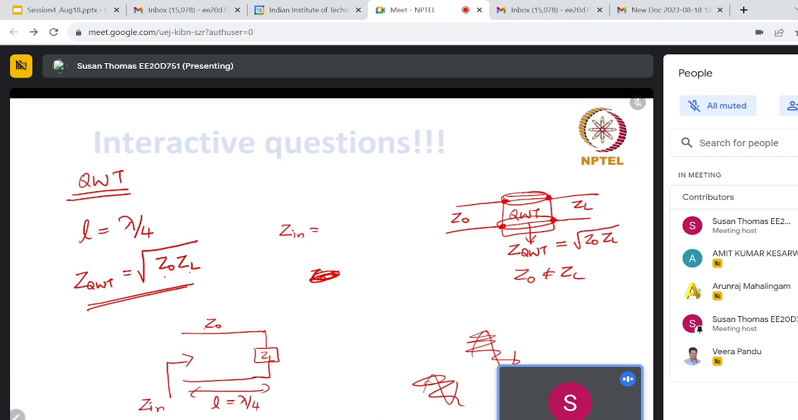Now, I am telling you this quarter wave transformer has a characteristic impedance Z naught. Now, what is this Z in? This is lambda by 4 length. This is the load. And say this ZQWT is Z naught. Can you tell what is Z in? The input impedance looking into those terminals.